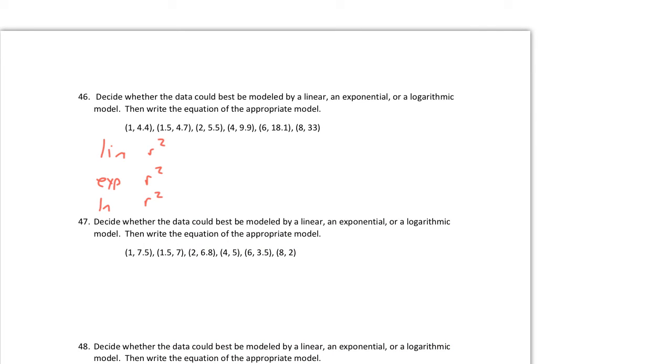Okay, so I entered the information in my calculator under stat and edit. Now we're going to look at the r squared values. The line would be 0.927. And if I do stat calc exponential regression, that is 0.999. It's pretty good. And stat calc natural log regression is 0.765, which is clearly not the winner. The winner here is exponential, closest one to 1.